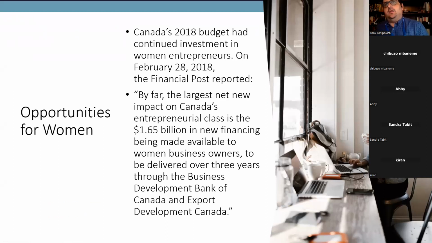Just in the last decade, in 2018, Canada's 2018 budget had continued investment in women entrepreneurs. As of February 28th, almost 6 years ago, the Financial Post reported the largest net new impact on Canada's entrepreneur class, which yielded $1.65 billion in new financing being made available to women business owners, to be delivered over 3 years through Business Development Canada and Export Development Canada, basically known as BDC and EDC.